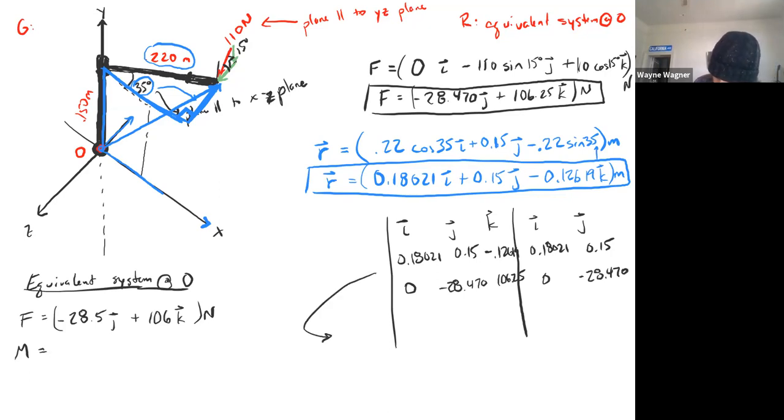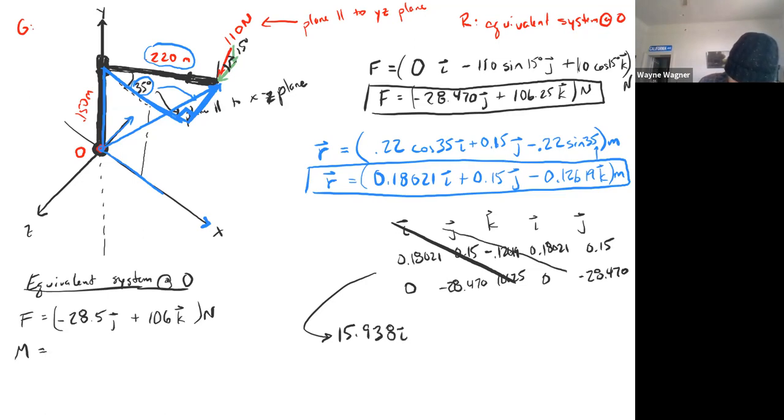Okay, I'm just going to do the work down here. I can't move this screen, which is super annoying. Oh yeah, I can. Okay, good. We don't need those lines. All right, let's do this one, positive. 0.15 times 106.25 equals 15.938, and that's got an I. Here's the J, that's got a 0. Here's a K, minus 28.470 times 0.18021. We get minus 4.2295, and that's got a K.